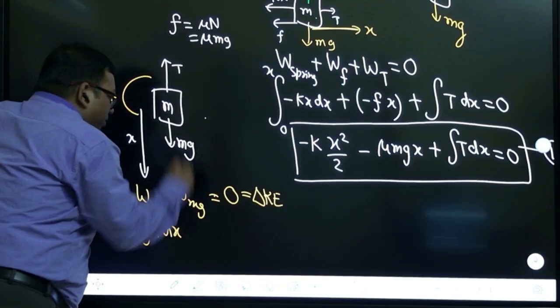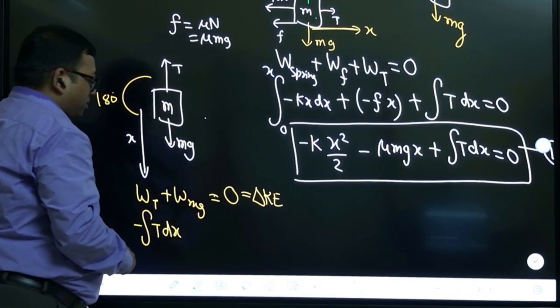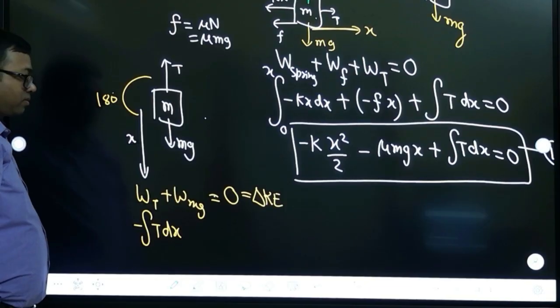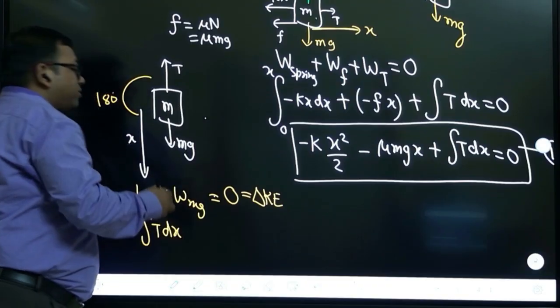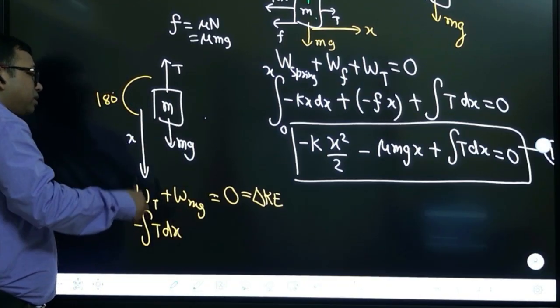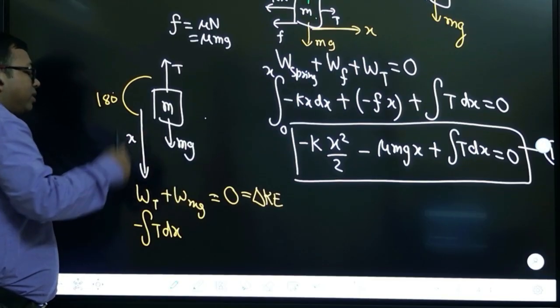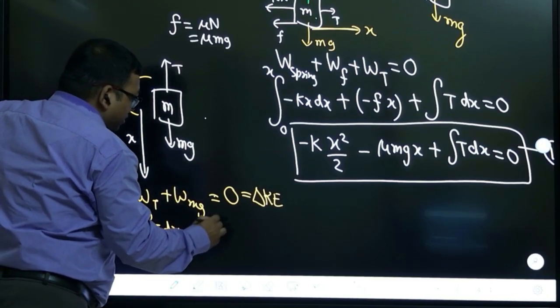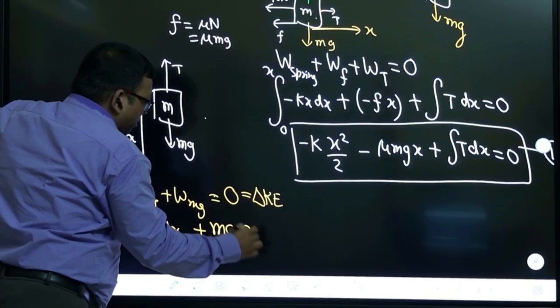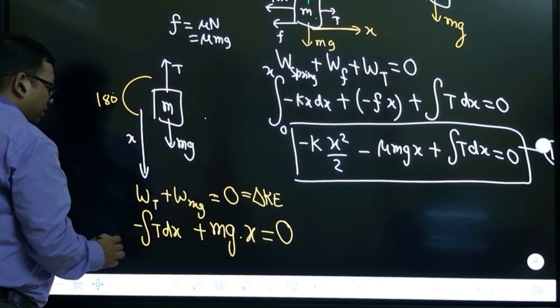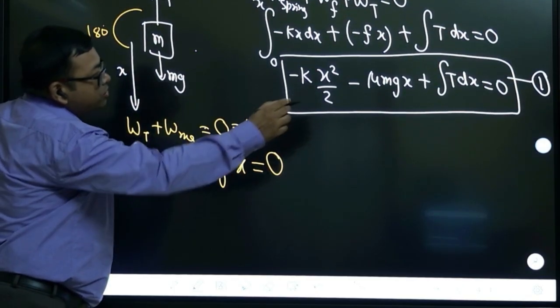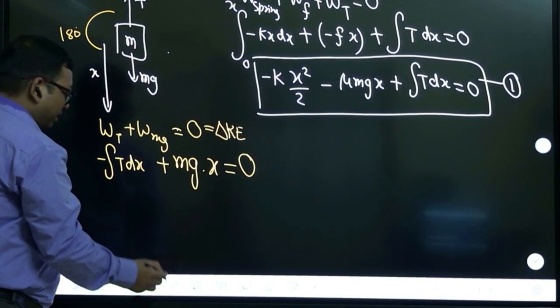Now mg, we know it's a constant force. No, no, mg is this way, displacement also this way. So both are in the same direction, and it's a constant force. So plus mg into x, that's all. Mg into x, this is 0. So from here, from the second equation we will substitute and we can solve. You got the idea, right?